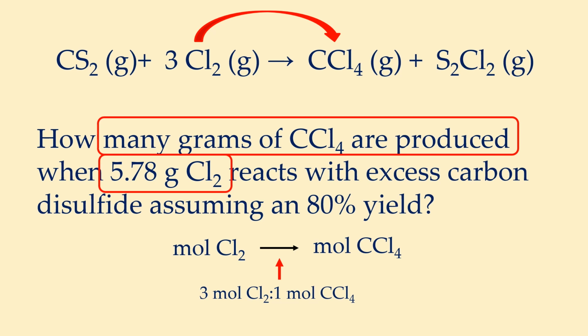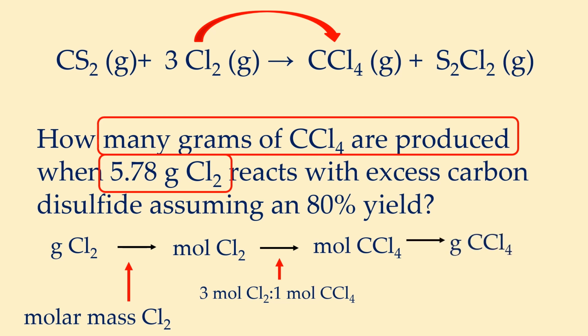For these problems, we need to convert the grams of chlorine to moles of chlorine using chlorine's molar mass. Once in units of moles of chlorine, we can convert to moles of carbon tetrachloride using the mole-to-mole ratio. Then we can convert moles of carbon tetrachloride to grams of carbon tetrachloride using the molar mass of carbon tetrachloride.